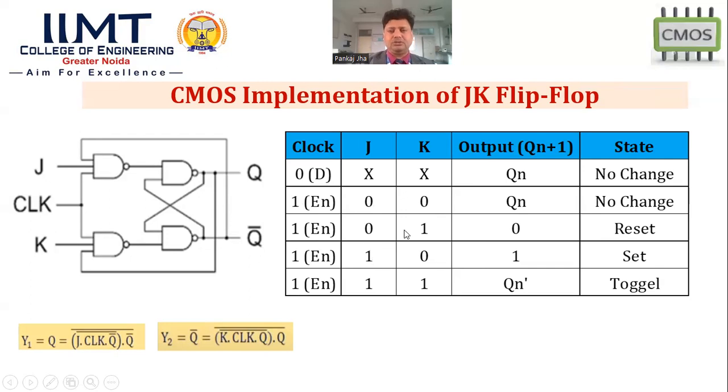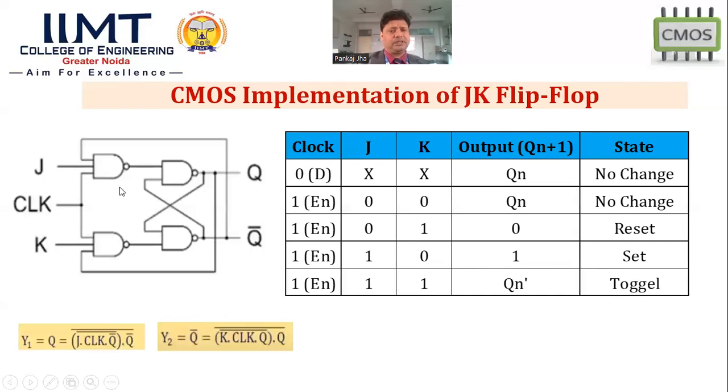When J is 0, K is 1, we will get 0 output. That is, the flip-flop will be in reset condition. And when J equals 1, K equals 0, the flip-flop will be in set condition and will produce high output. And if both inputs are 1, 1, then the flip-flop will toggle its previous output and become Qn bar. Okay, so this will be the truth table of JK flip-flop.